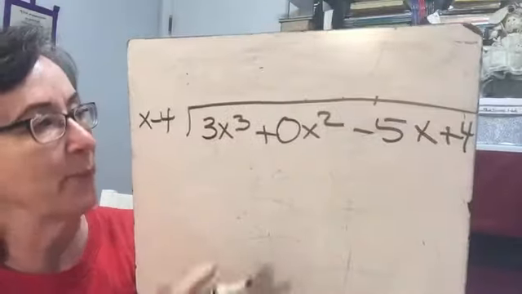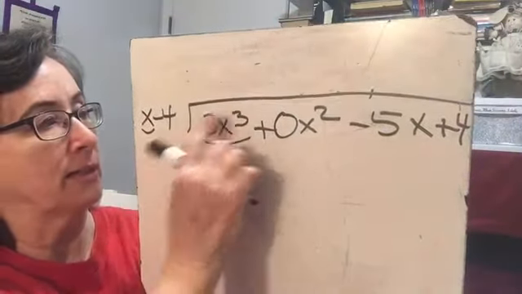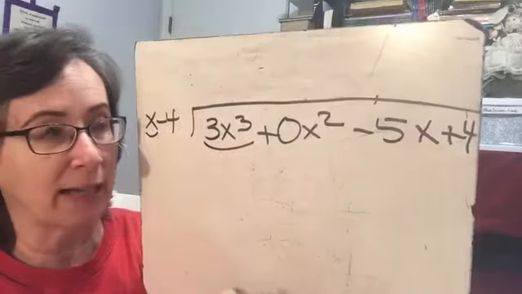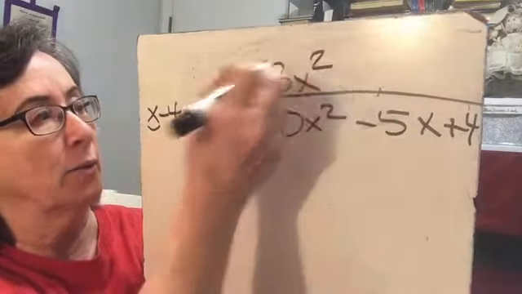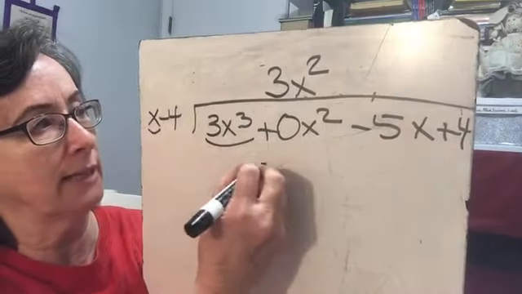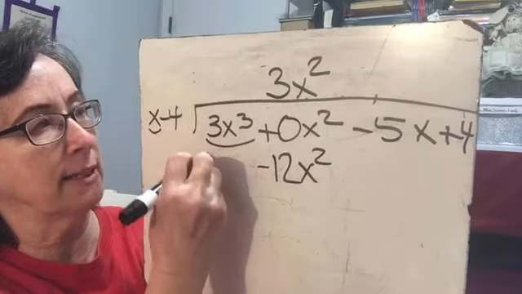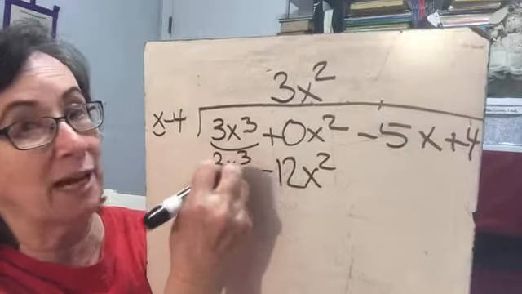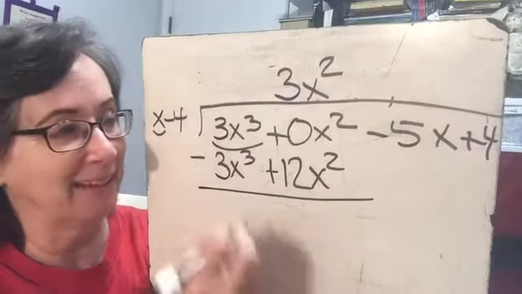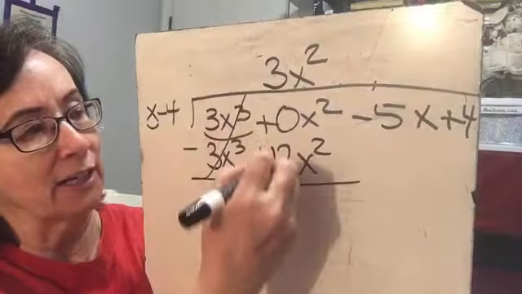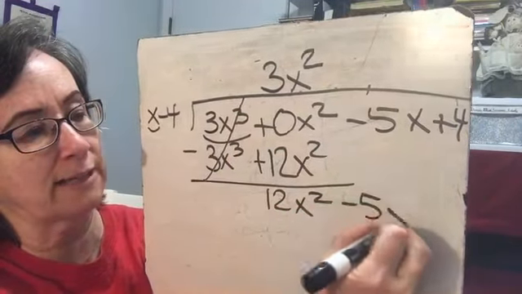Okay, here we go. First into first. 3x cubed divided by x goes 3x squared. Above the x squared spot. 3x squared times a negative 4 is a negative 12x squared. 3x squared times x is a 3x cubed. I'm subtracting, so I change both signs and I add. This goes out. I get a 12x squared minus 5x comes down.